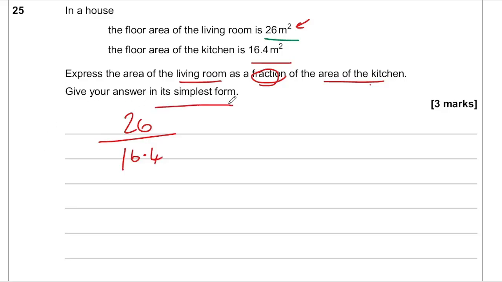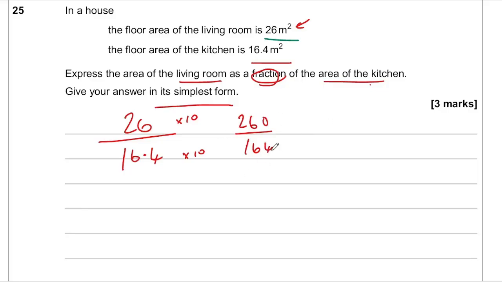So now I've got to think there are some rules. I can't have a decimal within a fraction. So how can I easily get rid of this decimal? Well, if I times both top and bottom by 10, I would end up with 260 over 164. That gets rid of that decimal. Okay, so that's your second mark.